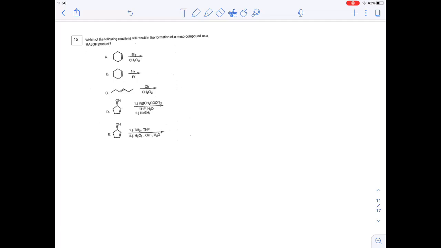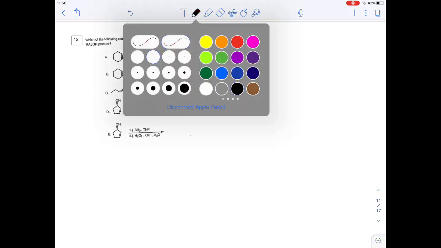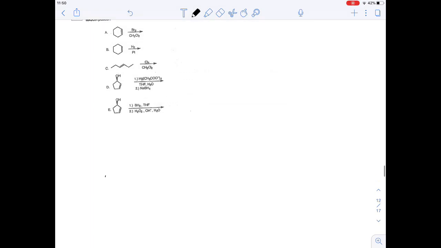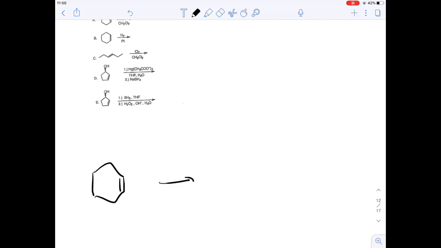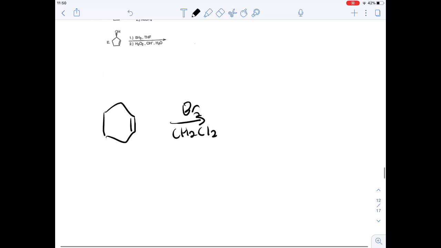Okay, so number 15 says, which of the following reactions will result in the formation of a meso compound as a major product? So the best way to do these is to be able to recognize what the reagents do and then just draw the product right in there, similar to like a box problem. But for the sake of this mock, I'll go in and draw the mech. So for this one, you're going to have Br2, so you're going to have two Brs adding anti to each other, right? So Br2 over CH2Cl2.